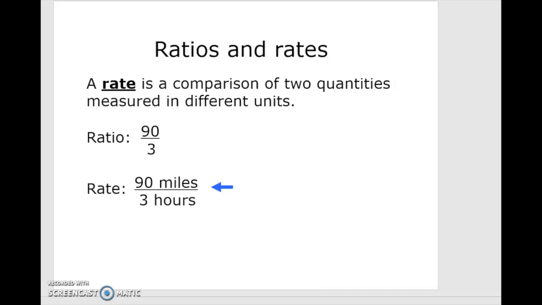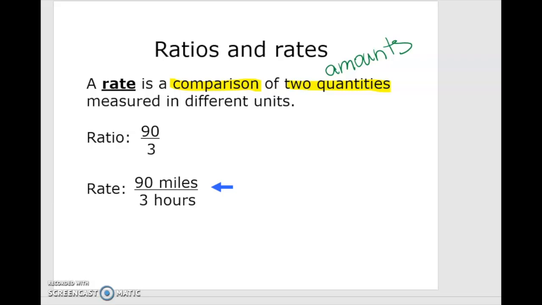So last year as sixth graders, we did a lot of talk about what a ratio was. So I just want to make sure we all remember that. A ratio is where we compare two quantities. And quantities is just a fancy word that means two amounts of something. So we're comparing two amounts to each other.